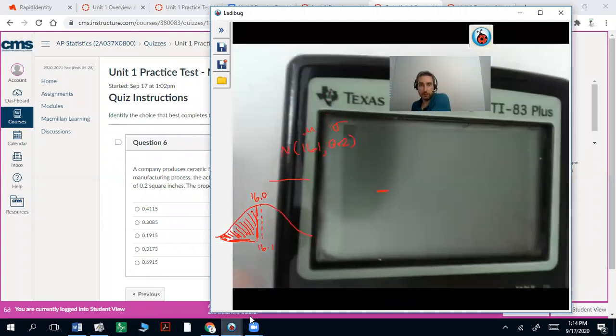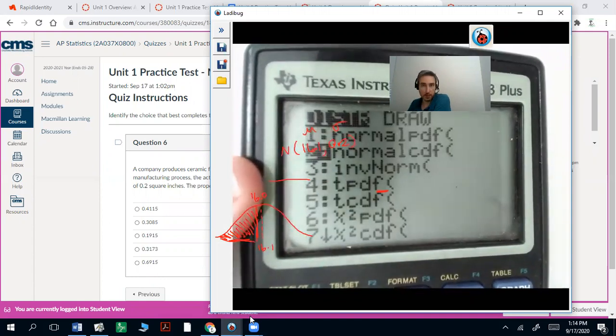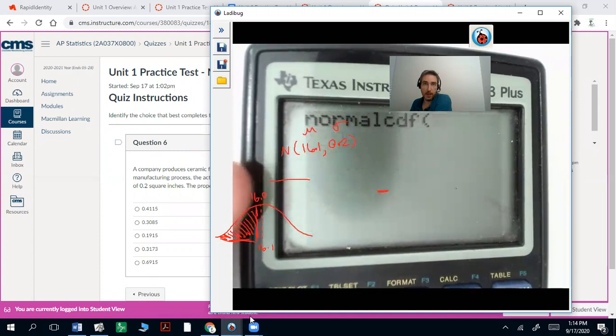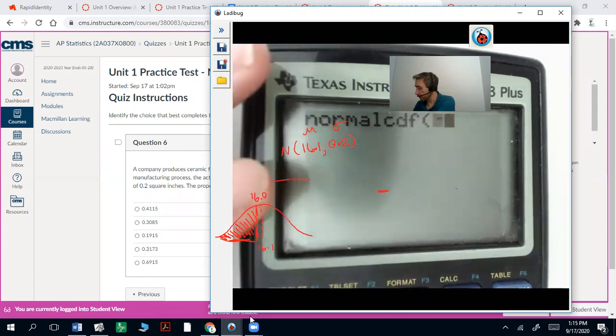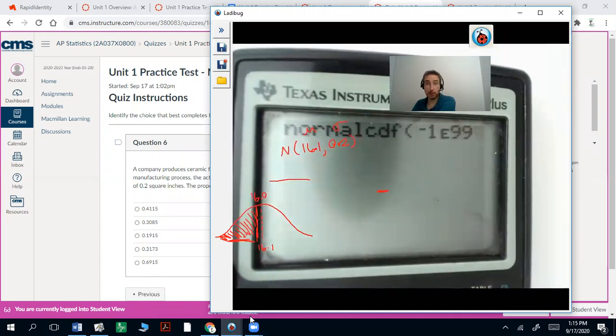We'll use an 83. It doesn't matter if it's an 83 or 84, but on the 83, go to second vars, normal CDF, and the lower bound is your first number. So everything below a number, all the way to negative infinity, you would say -1, second comma for the E, 99. That's negative infinity, lower. And then the upper, after the comma, would be the cutoff point, 16. Your mean would be the next number after the comma, which is 16.1. And then your standard deviation would be your last number, which in this case is 0.2.